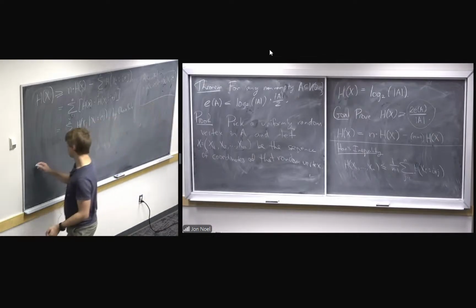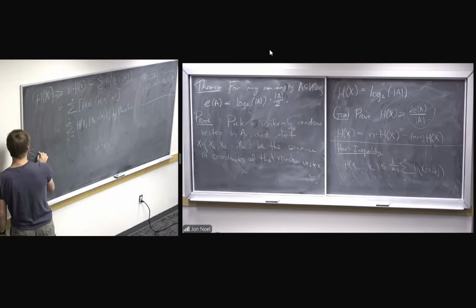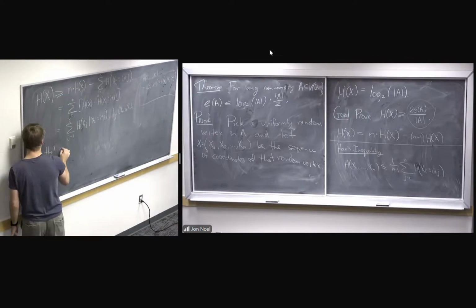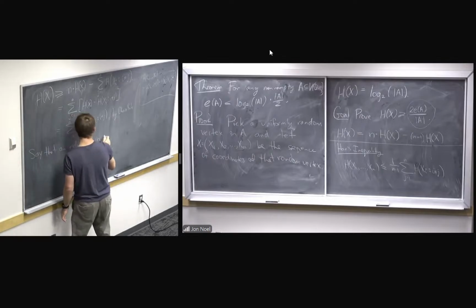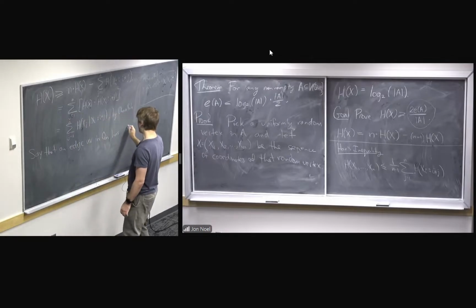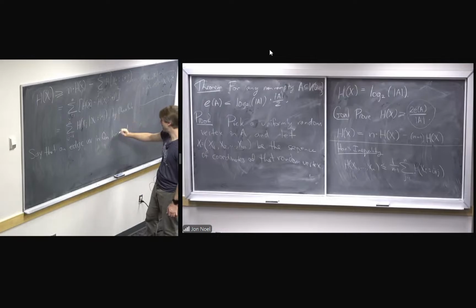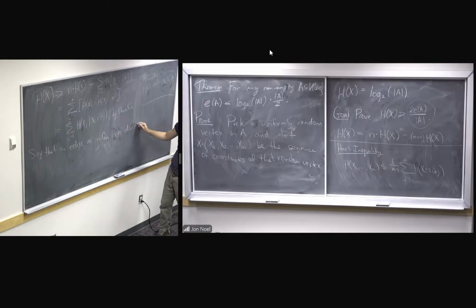So say that an edge UV in Qn has direction j, or is in direction j, or the direction of the edge is j. I'll just write uj to mean the jth coordinate of u. So the jth coordinate is the one where they differ.